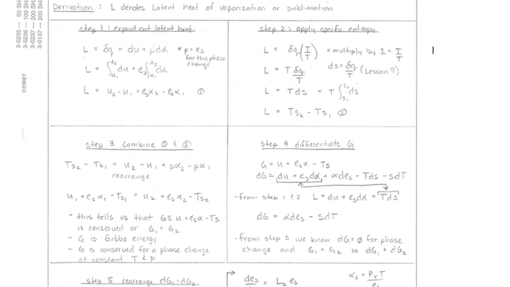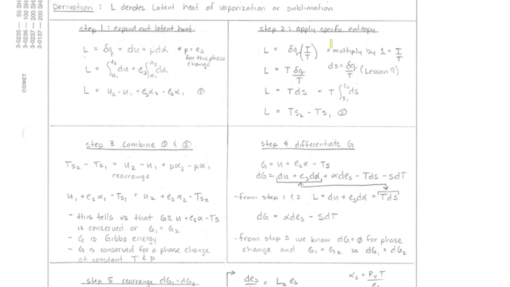Step number 1 is really just expanding out the latent heat equation that we have up at the top, or as part of the background that you learned in lesson number 13, where you have the heat added equals change in internal energy plus work done. Note that because we were talking about water to vapor phase change, P equals E sub S for the phase change. And we can now come down and do the integrals and expand it out, and we end up with latent heat equals U2 minus U1 plus E sub S alpha 2 minus E sub S alpha 1. And we're going to denote that particular equation as number 1.